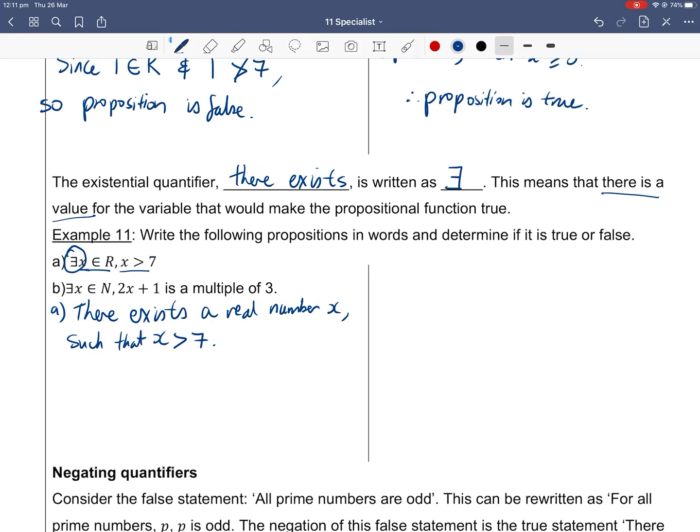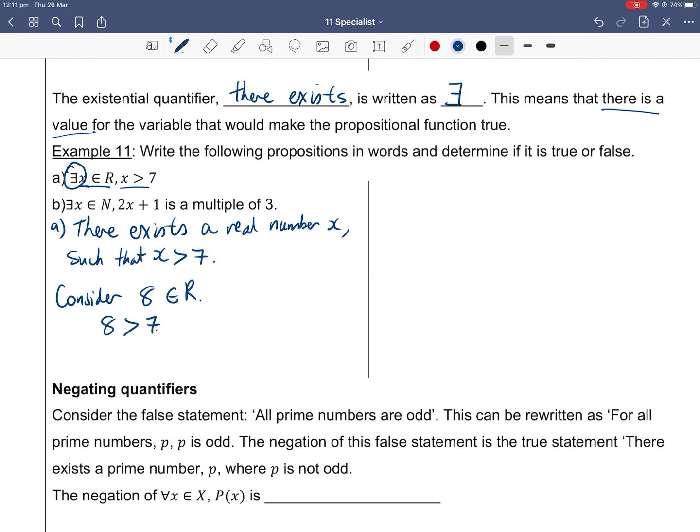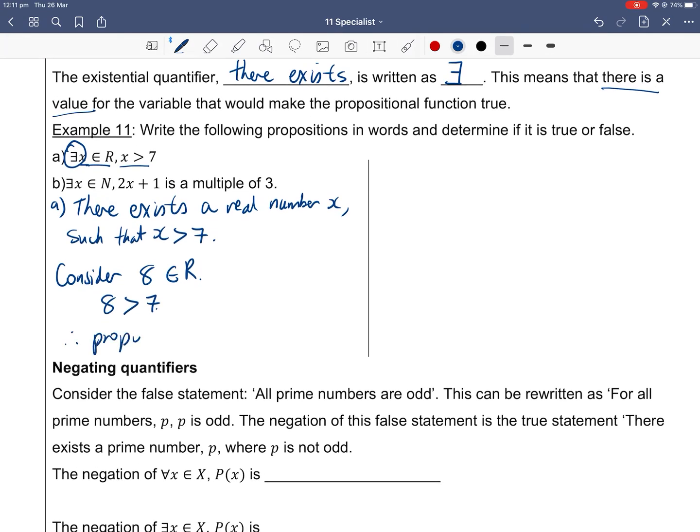So is this true or false? It's true. Can you find me a real number which is bigger than 7? Because there exists is just finding one such value. For all means it has to be true for everything. So if we can find one such real number which is bigger than 7, then we're good. Well, yes, we can. So consider 8, which is a real number. 8 is bigger than 7. That's a true statement. So therefore, the proposition is true.